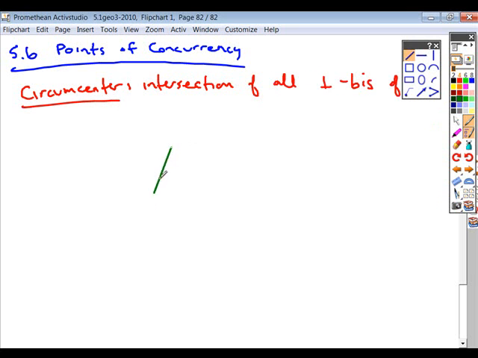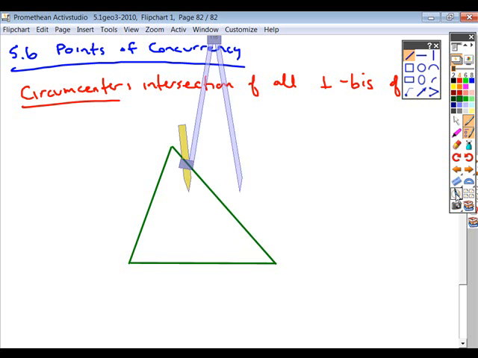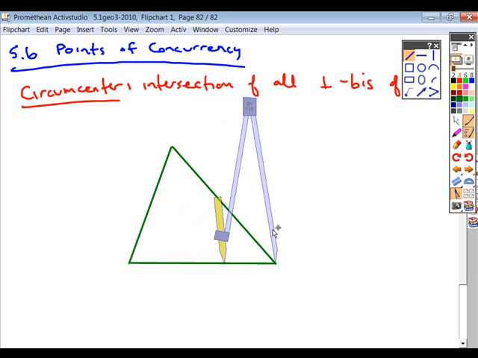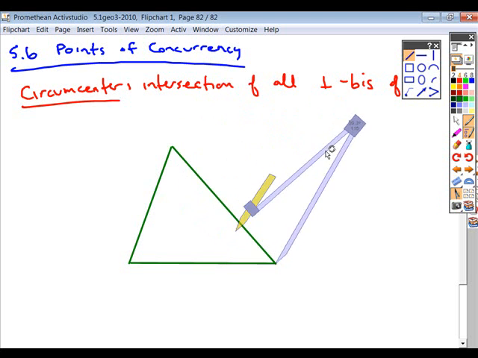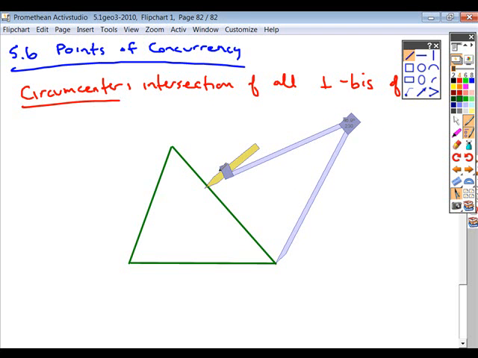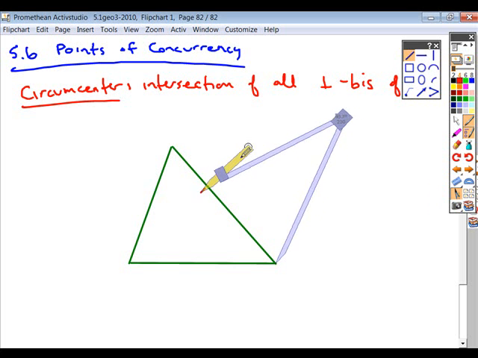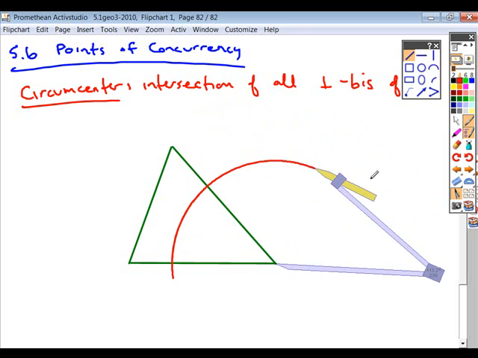So let's say we start with our triangle. In order to find the circumcenter, we need to construct the perpendicular bisectors of every side. The easiest way to find the perpendicular bisector of one side is to start on the longest side, extend your compass so it's exaggeratedly beyond half the length of that side, and construct an arc. Now, if I duplicate this same arc from the other endpoint of this side, I'll be able to connect those and find my perpendicular bisector.